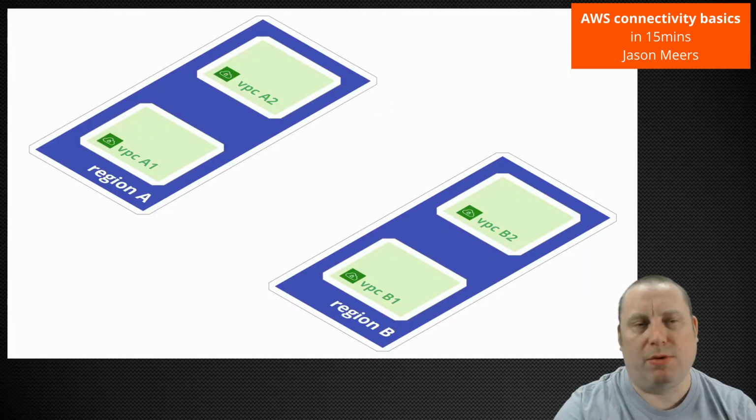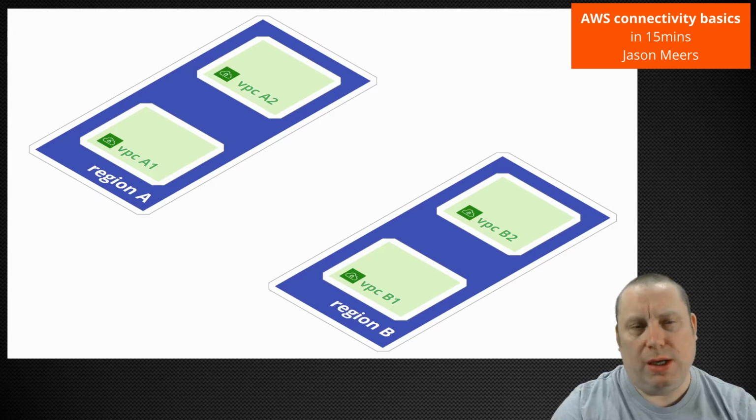So in this example, I've got 2 regions. I've got region A and region B, and inside it I've stuck VPC A1 and A2. These names don't actually represent anything. They're just something I made up just to talk through the examples. And in the other region, I've got B1 and B2 as another 2 VPCs inside that region.